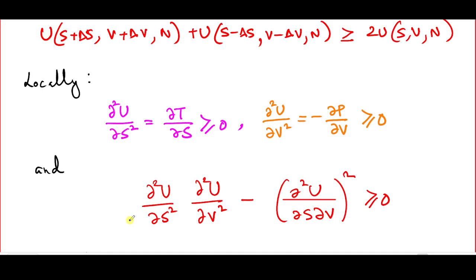Now notice that in this form it's pretty easy to see that there are certain physical significances to these conditions. Del 2U del S2, for example, is actually del T del S. What that tells us essentially is that if we were to increase the entropy at constant volume and number of particles, the temperature would go up, which essentially says that the heat capacity Cv will be positive. A similar statement can be made about this.